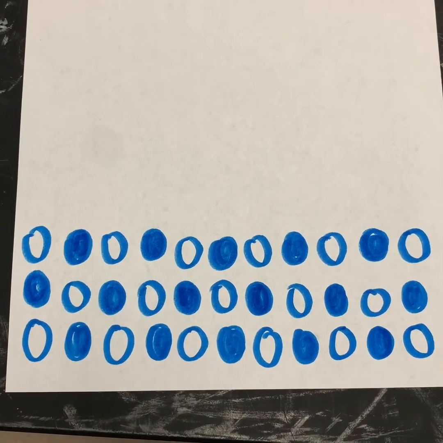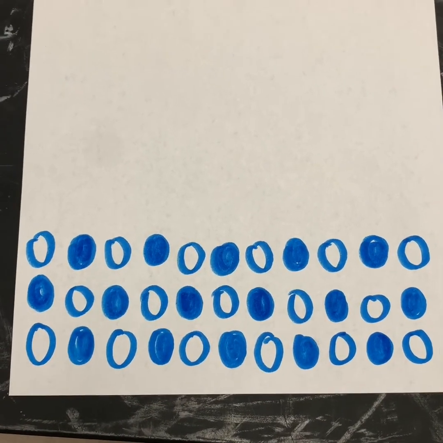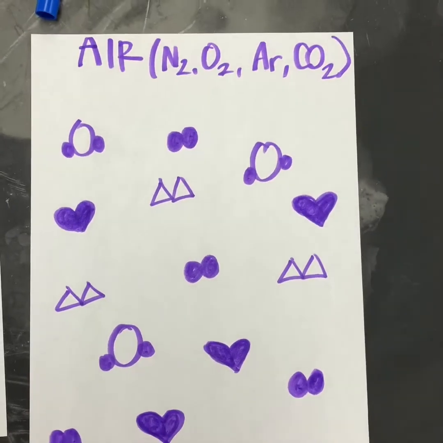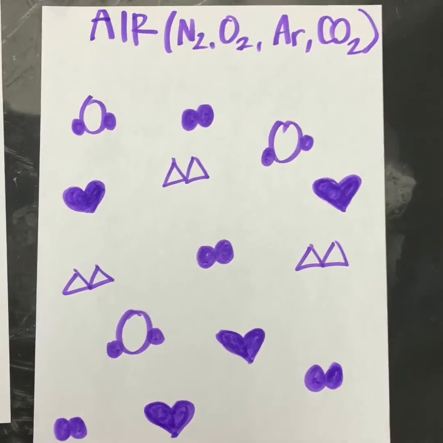So we have shaded and unshaded circles, but what we see is that they're uniformly mixed together. This is characteristic of a homogeneous mixture. Air is another homogeneous mixture. When you go through it, it's uniformly mixed.